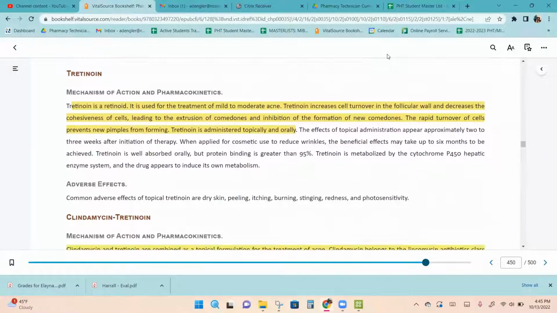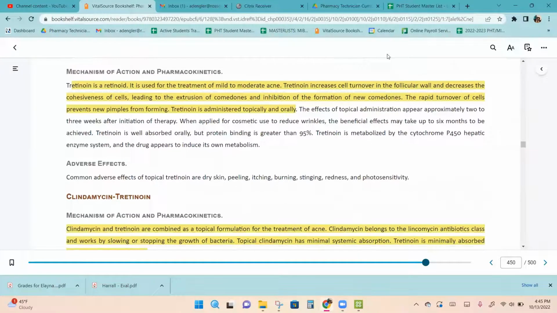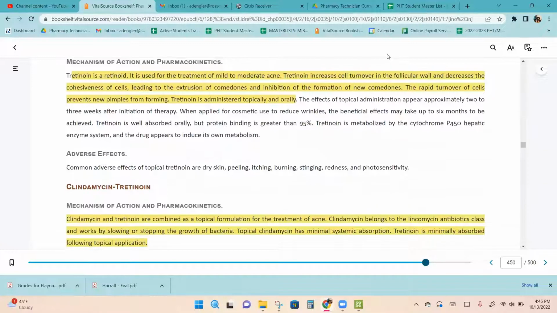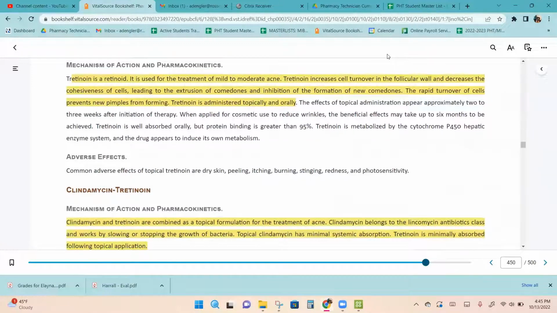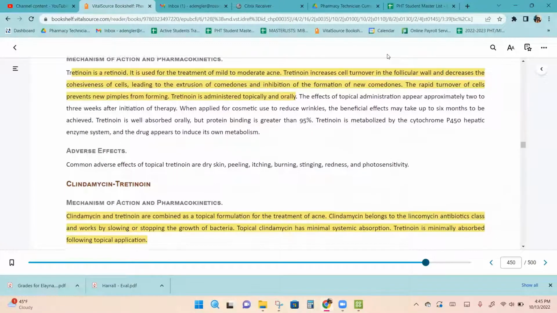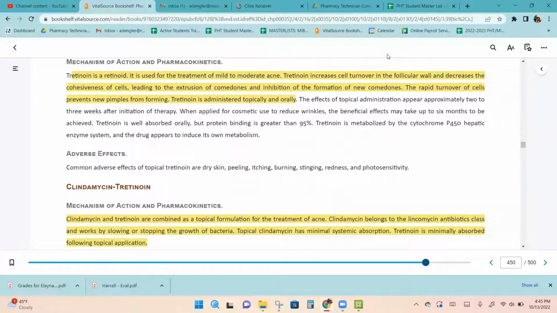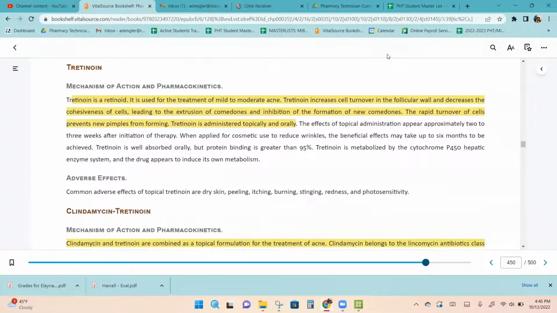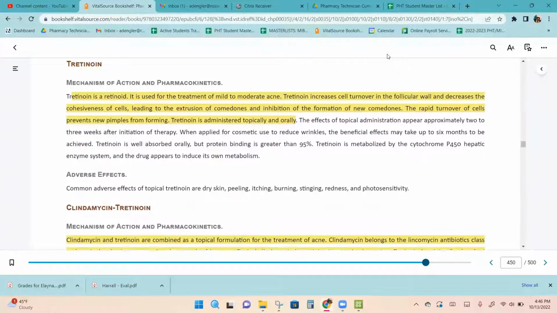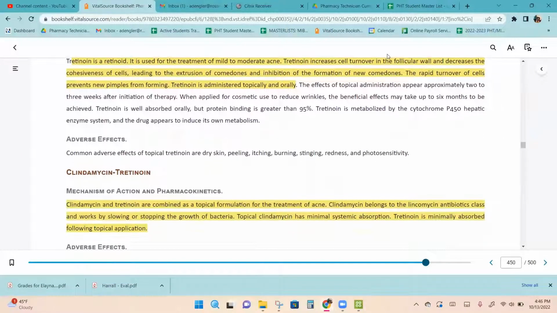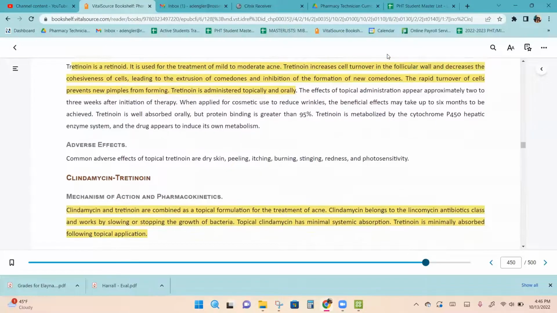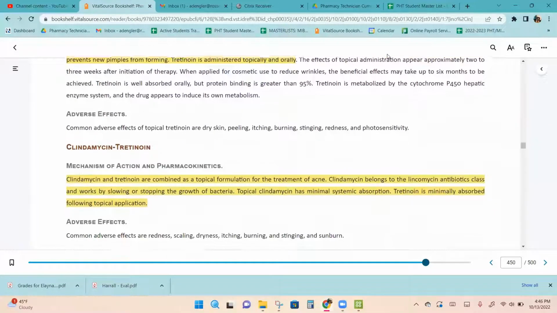Tretinoin is a retinoid. It is used for the treatment of mild to moderate acne. It increases cell turnover in the follicular wall and decreases the cohesiveness of cells, leading to the extrusion of comedones and inhibition of the formation of new comedones. The rapid turnover of cells prevents new pimples from forming. Tretinoin is administered topically and orally.